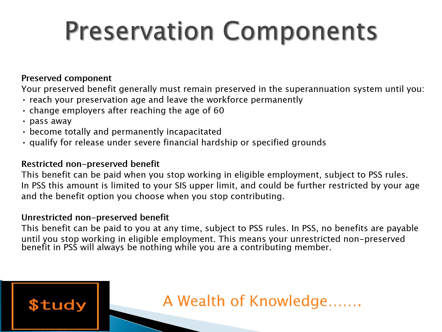Now, if you do have numbers in the other two components, then we've got some further options. If you've got a value in your restricted non-preserved, that's exactly what it means. It's not actually preserved, but there is a restriction on it. And so this benefit can be paid when you stop working in eligible employment, and subject to the PSS rules. And of course, in the PSS, what this really means is how much have you got in your SIS upper limit. If you haven't listened to the episode on SIS upper limit, I suggest you do that first and then come back to this one. Basically, the idea is there is an amount of money that you can indeed access, should you leave, even under your preservation age and so forth. All of this accessing comes down to what are you doing going forward? How old are you, and how much money have you actually got as a SIS upper limit?